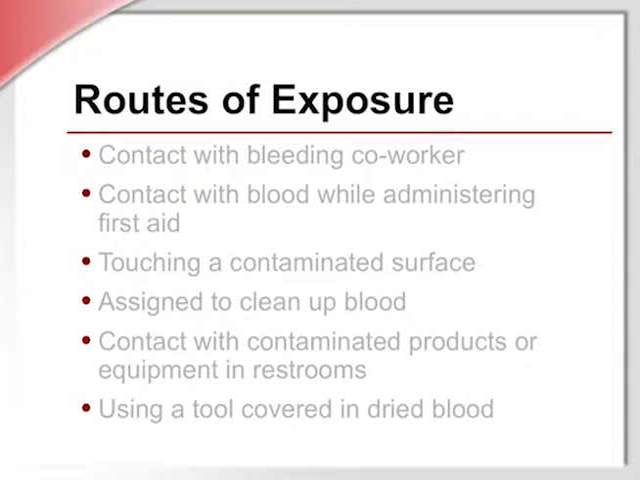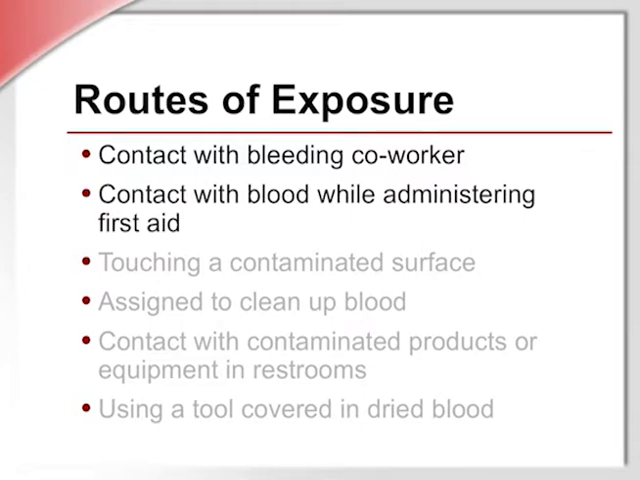Routes of exposure means the different ways you might be exposed to bloodborne pathogens in the workplace. Which of the following do you think are routes of exposure that you need to be aware of? Contact with a coworker who suffers a bleeding injury, such as a cut, abrasion, or amputation. Yes, nearby workers could be exposed by contacting the blood at the time of the injury.